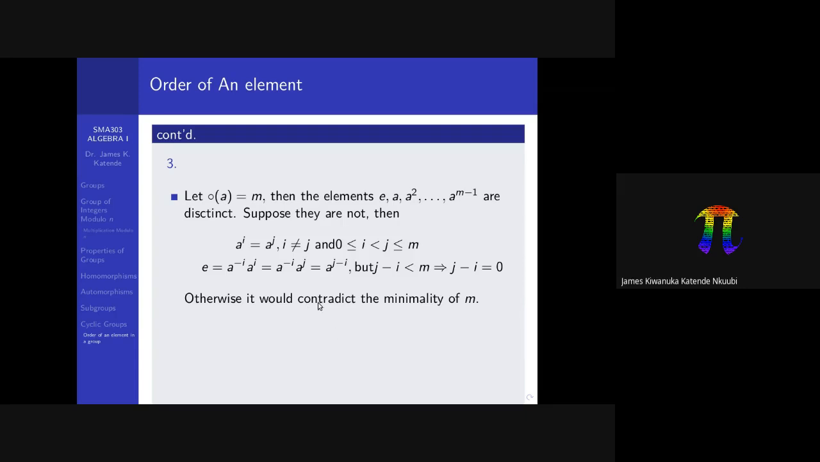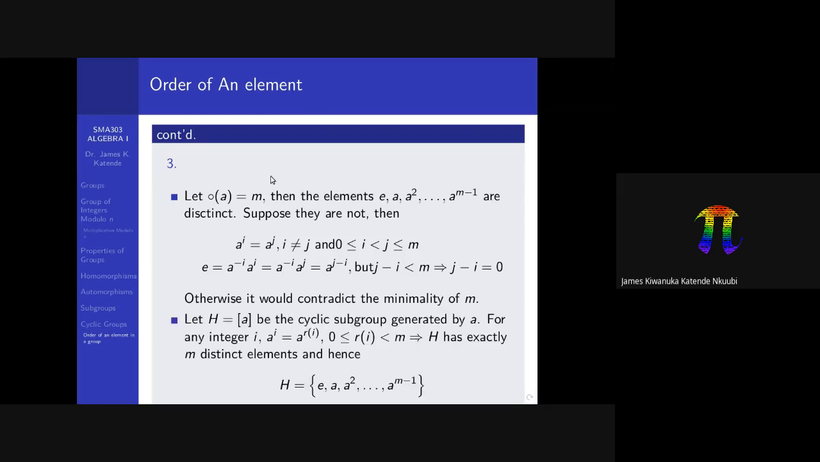So we have confirmed that these are all the possible powers of A, right? Any other power of A will coincide with one of these. We have shown that these are distinct. So what we need to show is that any other power of A will coincide with one of these. That's the next bit we will show. If we show that these are all the possible powers of A, then this will be the cyclic subgroup generated by A, and it will be of order M. So let's show that any other power of A will coincide with one of these.